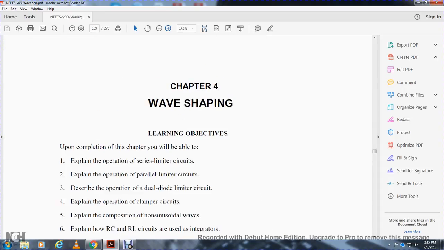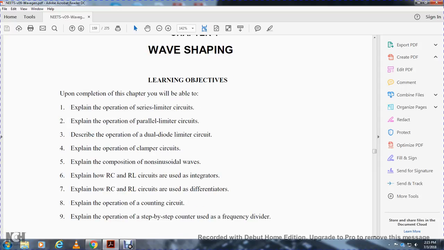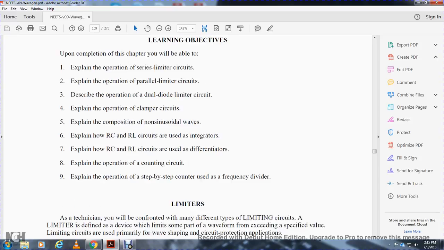Chapter 4, Wave Shaping Learning Objectives. Upon completion of the chapter, you will be able to explain the operation of series limiter circuits, explain the operation of parallel limiter circuits, describe the operation of dual diode limiter circuits, explain the operation of clamper circuits, explain the composition of nonsinusoidal waves, explain how RC and RL circuits are used as integrators, explain how RC and RL circuits are used as differentiators, explain the operation of counting circuits, and explain the operation of step-by-step counting using frequency dividers and limiters.